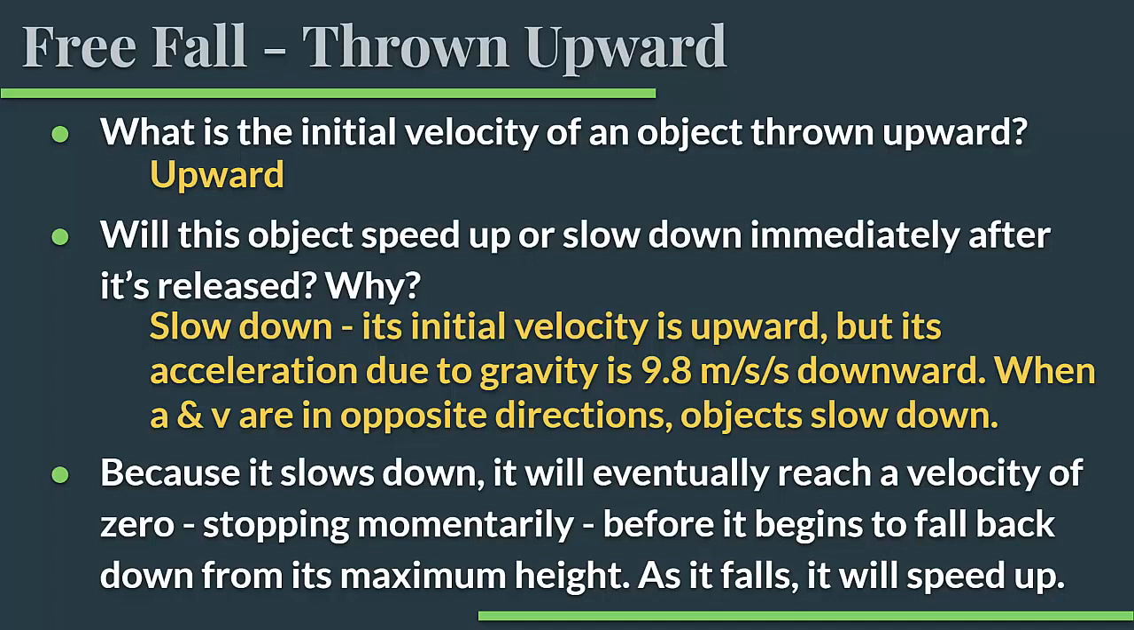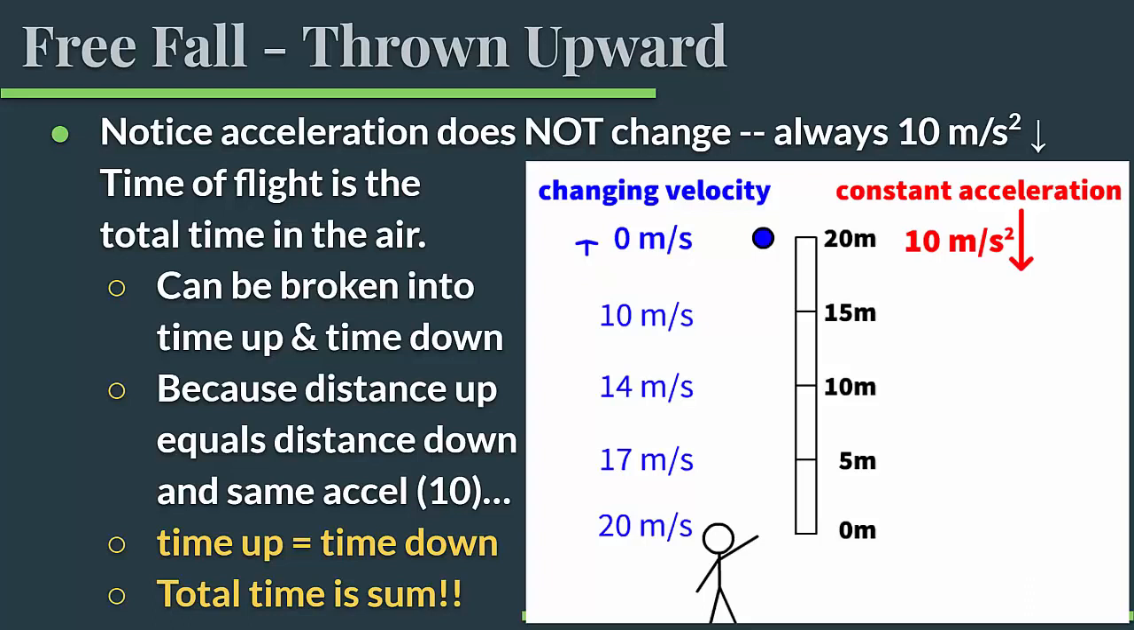And then as it starts to fall back down, it will speed up because now its velocity is downward and its acceleration is downward, and they're in the same direction. So you will get faster. Notice acceleration does not change. It is always 10 meters per second squared, or 9.8 meters per second squared if we're being more precise. But that acceleration is a constant value. So long as we are at or near the Earth's surface, we're always going to use that 9.8 or that 10 if you're rounding it.